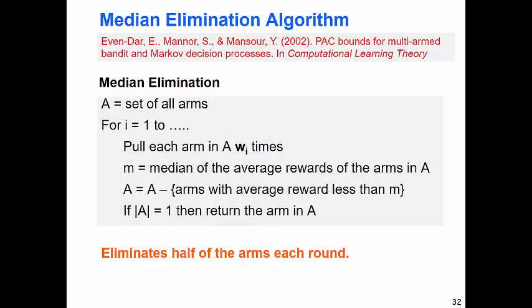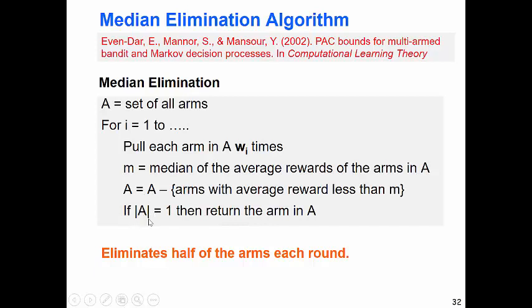So on round, and I is our index on the round. So round 1, we're going to pull each arm. We start with our set A that contains all the arms. We're going to pull each of them WI times. So that's like our uniform algorithm, right? And then we're going to compute the median of their average rewards, and we're going to eliminate half of the arms, the ones that perform below the median. And we eliminate them by removing them from A.